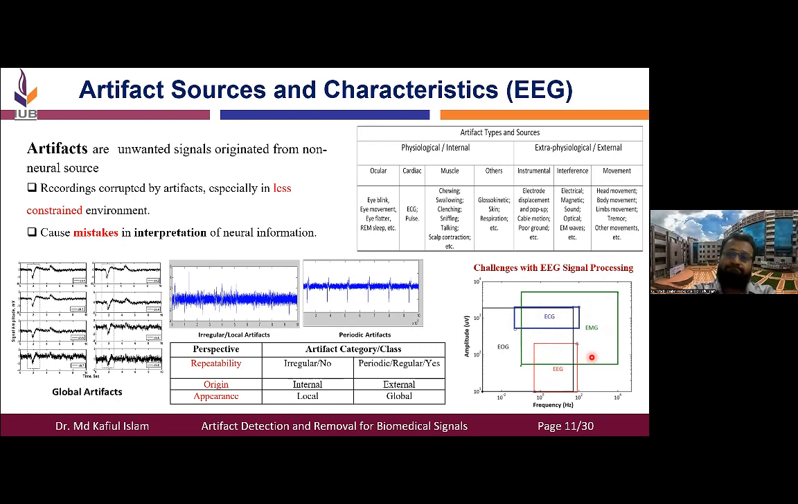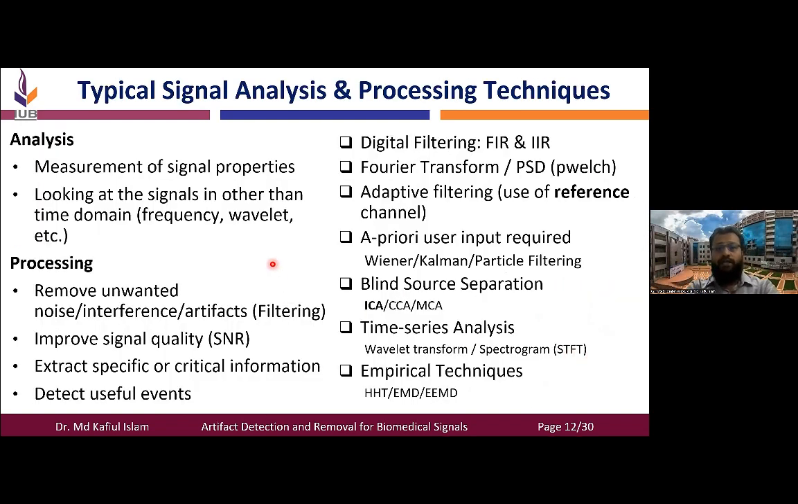Very low SNR. So what does analysis and processing of biomedical signal actually mean? Analysis means obviously measurement of signal, different signal properties, or looking at the signal in other than the time domain, like in frequency or wavelength domain or some other kind of domain. And processing eventually means that you want to remove the unwanted noise, artifacts, or interference from the signal, so that you improve your signal quality. Eventually, you will be able to extract specific or important information or detect useful events.